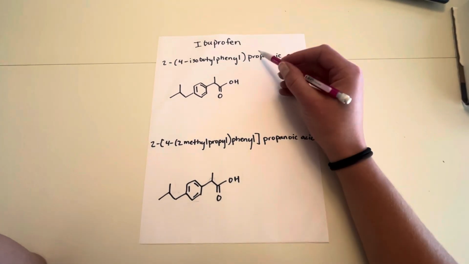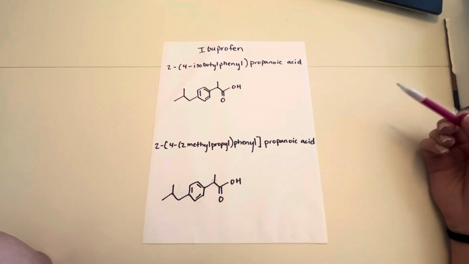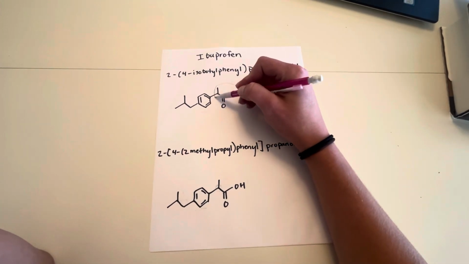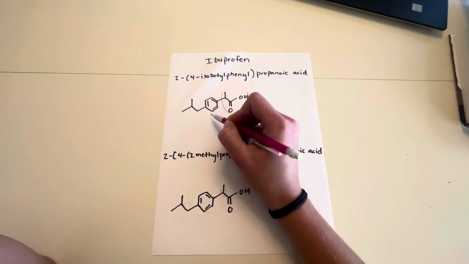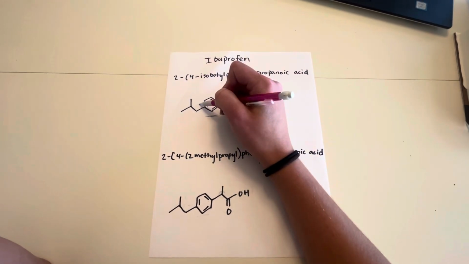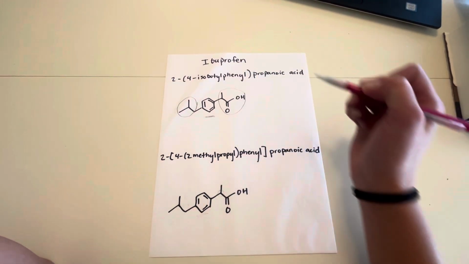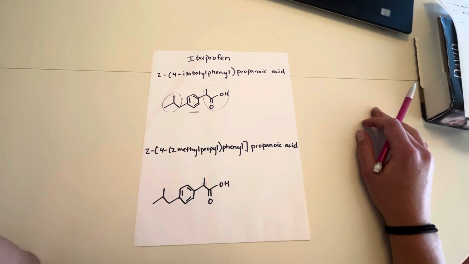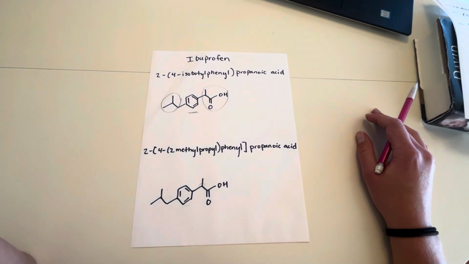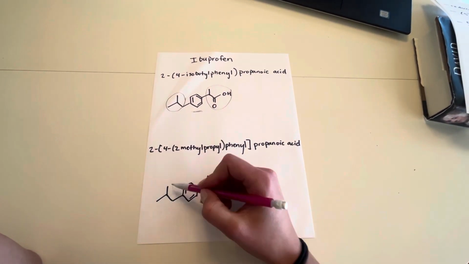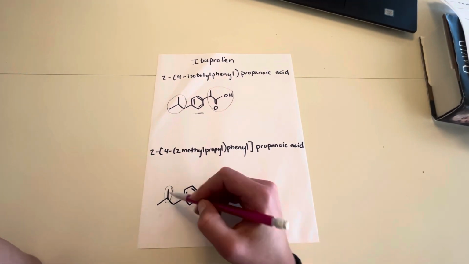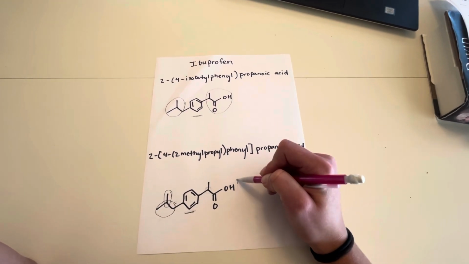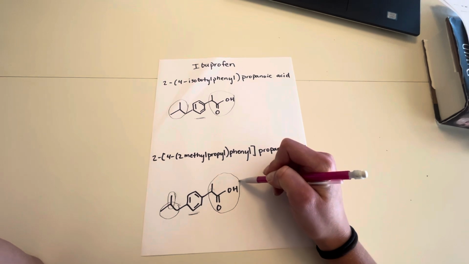And so the common name for this molecule is ibuprofen, but we can also call it 2,4-isobutylphenyl propanoic acid. In this case, the propanoic acid group appears here. Of course, the phenyl is here, and then the isobutyl group is this right here. But if you didn't want to reduce it down to the isobutyl, you could also call it 2,4,2-methylpropylphenyl propanoic acid. And in this case, the methyl group is here, the propyl group here, phenyl, and propanoic acid.